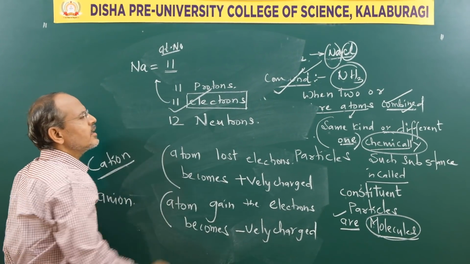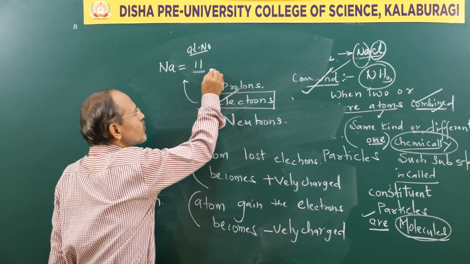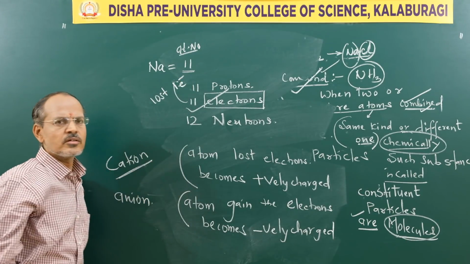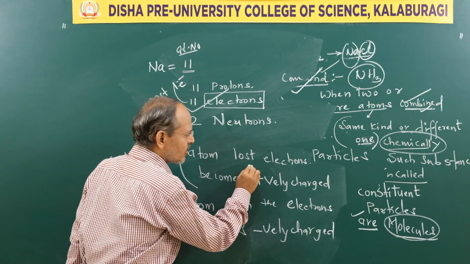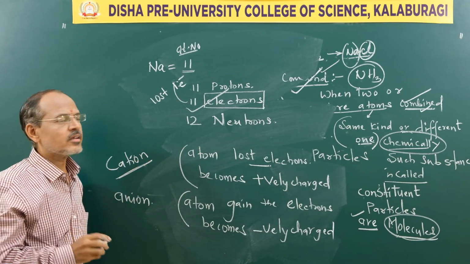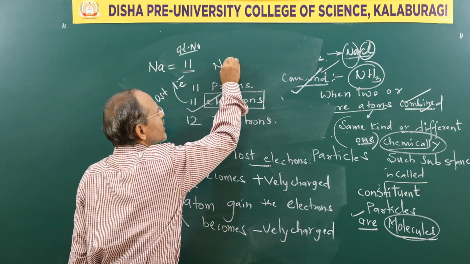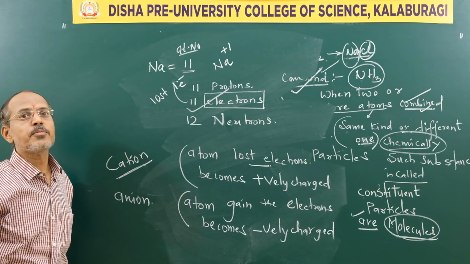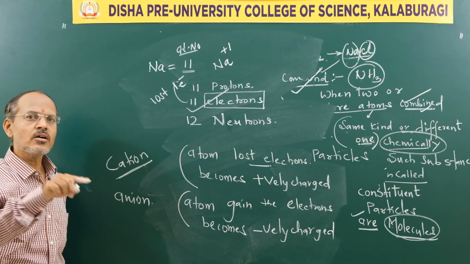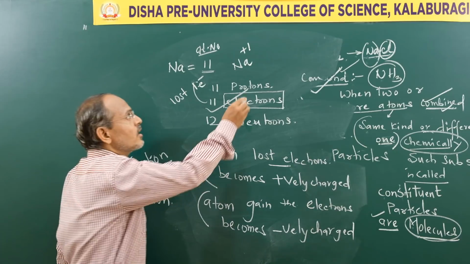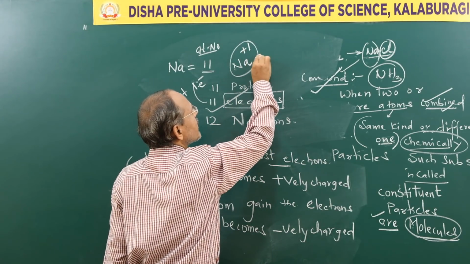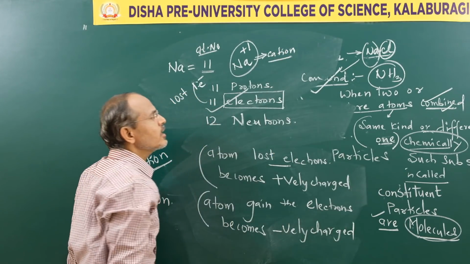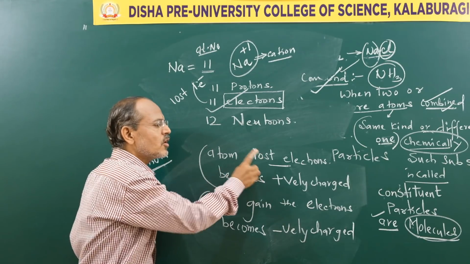For example, sodium, atomic number 11, lost one electron. Sodium lost only one electron. That becomes, I can write Na plus 1, or 1 plus. This we call a cation. This we call a sodium cation because it lost one electron.